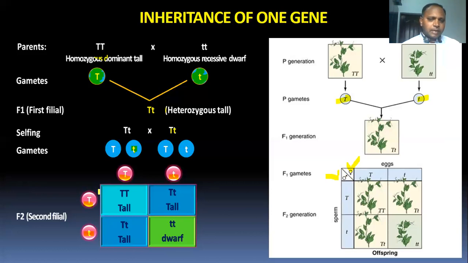So you see this capital T, what will we get? Capital T, capital T. Capital T, small t. Then capital T, small t, and small t, small t. So whatever progenies he collected in the F2 generation, he observed that out of four plants, three plants look tall and only one offspring looks dwarf. This is a monohybrid cross.